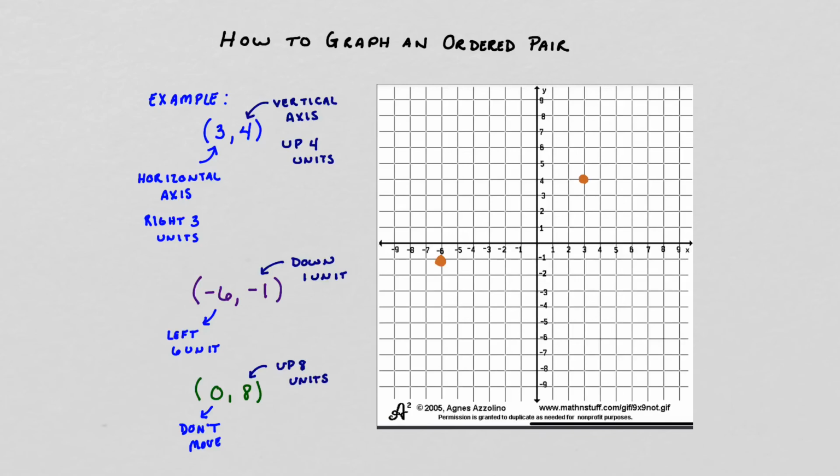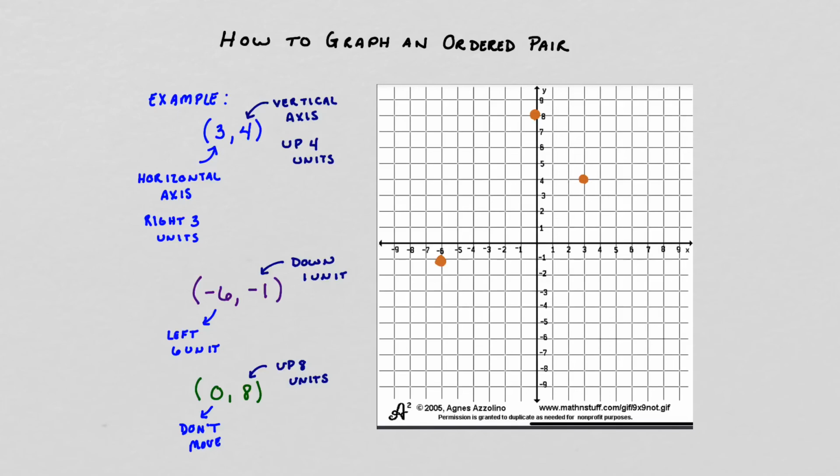So what this will look like starting from the origin, again, I'm not moving left or right, so I'm staying put, and then I don't move until I'm told to go up 8 units. And again, we arrive at our coordinate point. And as always, best practice says, don't show the pathway.